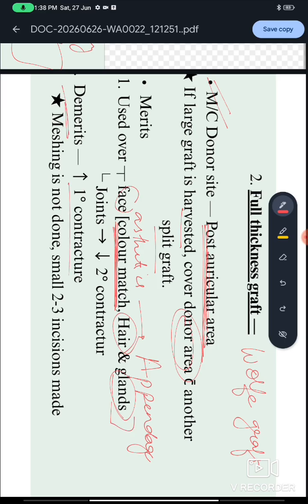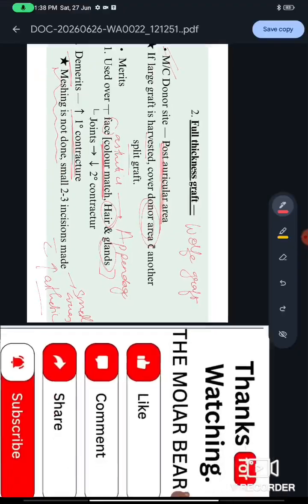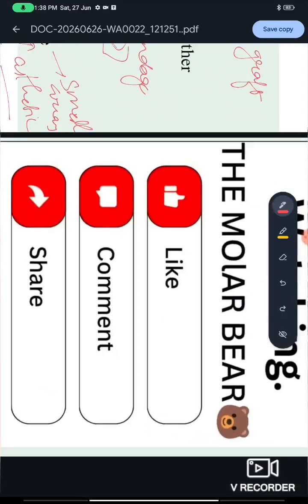Demerits is that it has high primary contracture and meshing cannot be done, so it is used only to cover smaller areas with high aesthetic significance. This is all about burns and skin grafting.